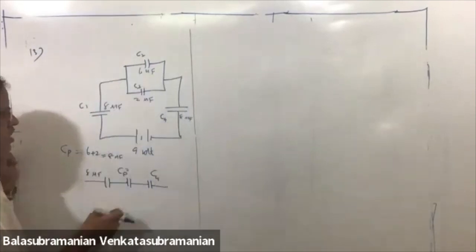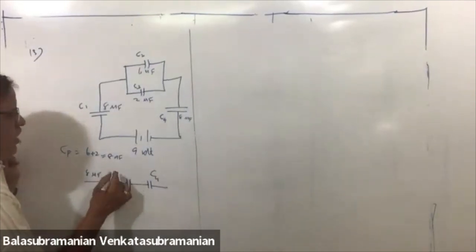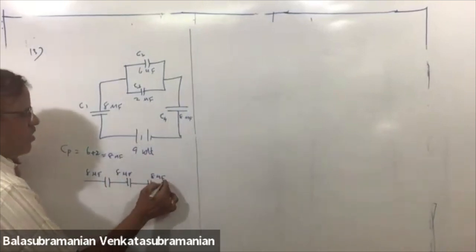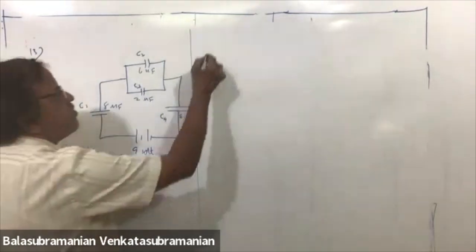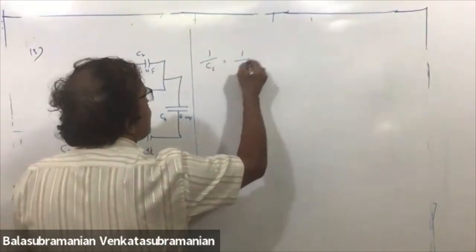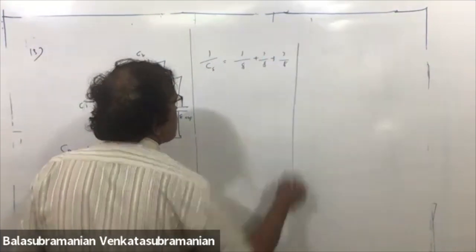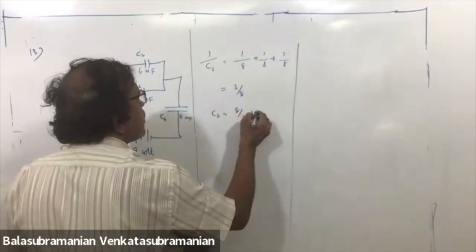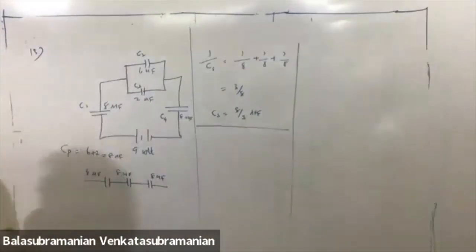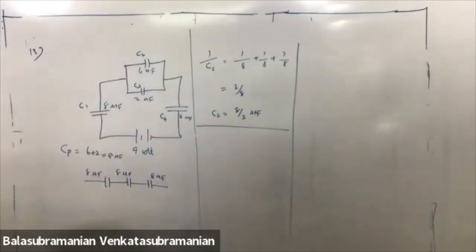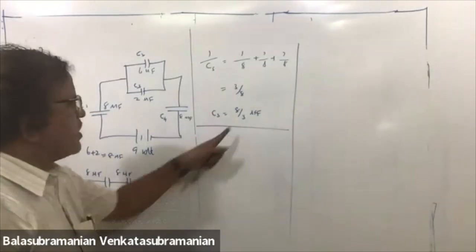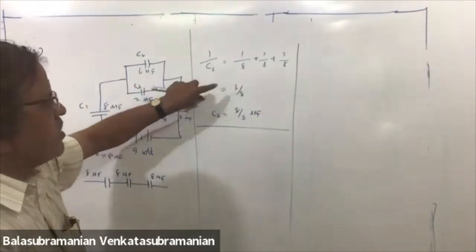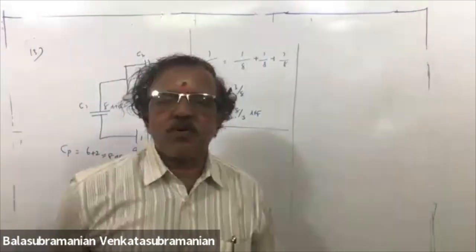CP, these two together, 8 microfarad. C4, that is also 8 microfarad. All the three are in series. So 1 by Cs is equal to 1 by 8 plus 1 by 8 plus 1 by 8, 3 by 8. Cs is equal to 8 by 3. Straight problem. In series, the resultant of 8, 8, 8: 1 by 8 plus 1 by 8 plus 1 by 8 is 3 by 8. Cs only we need, so reciprocal.